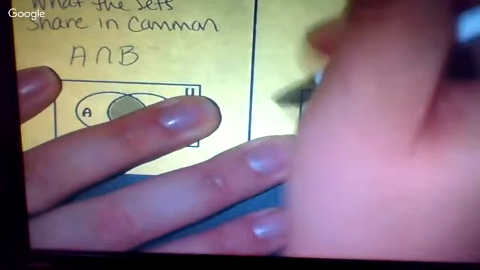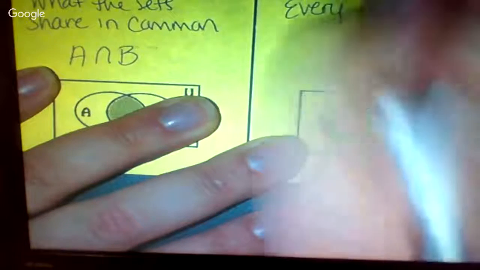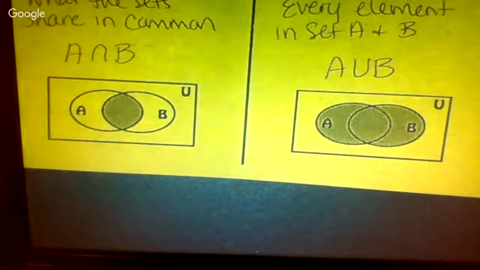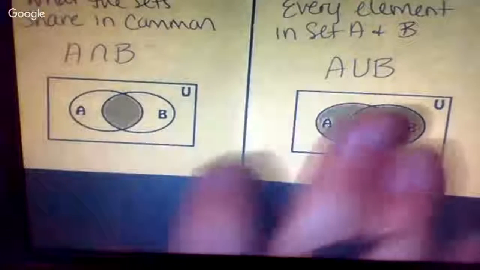So this is every element. And they do use a U to represent union here.